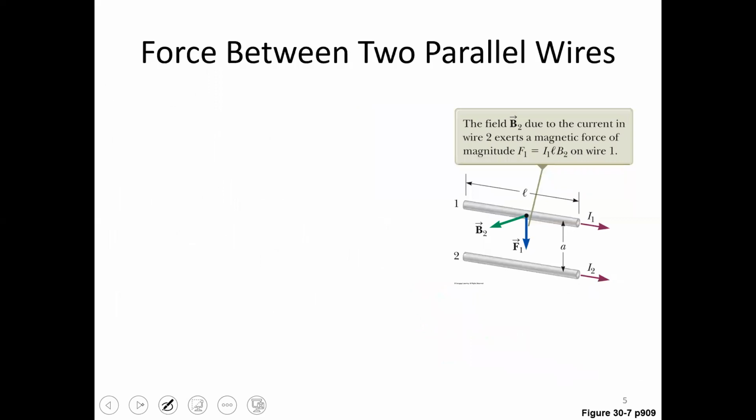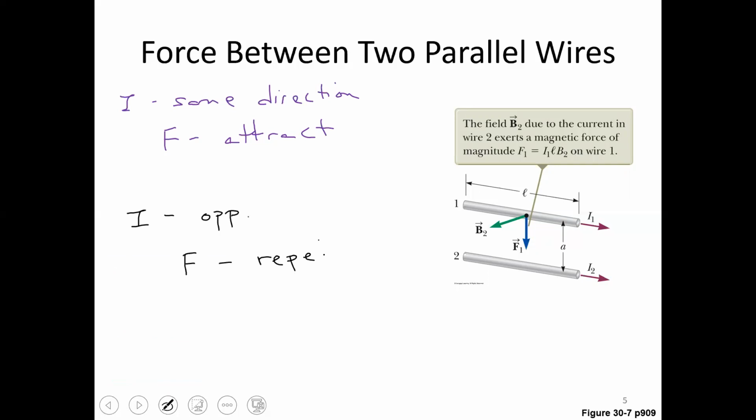So one of the results we're going to see from this parallel wire is that if our currents are in the same direction, we are going to see a force that's attractive. And if instead our currents are in opposite directions, our force is going to be repulsive. So we're going to see our wires repel.